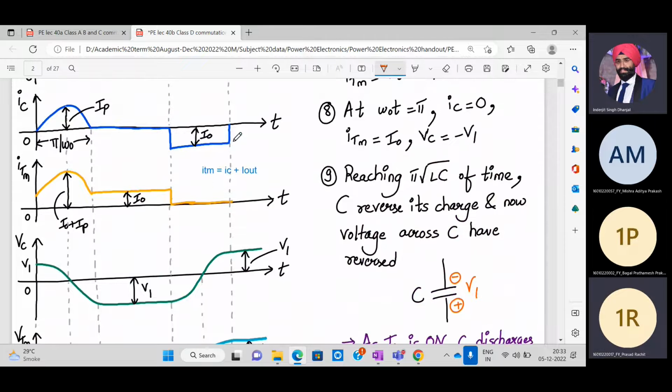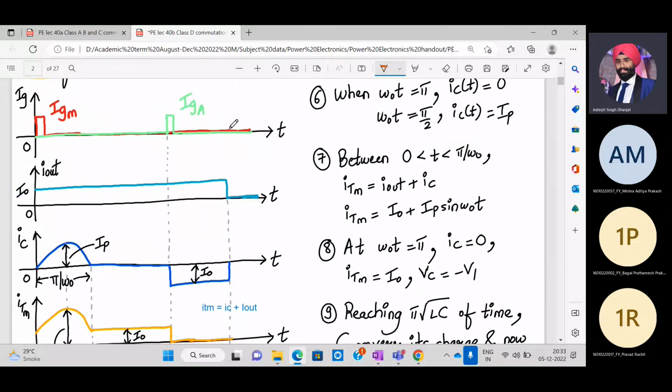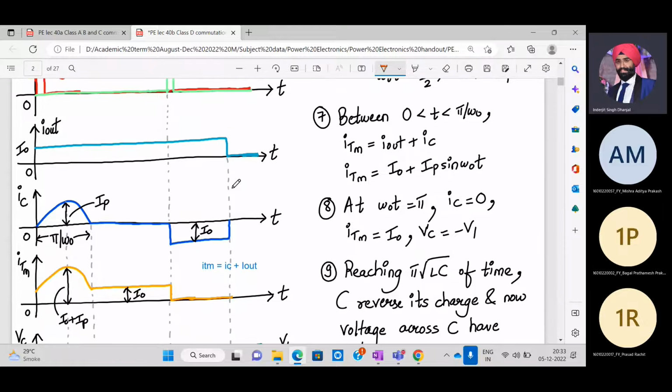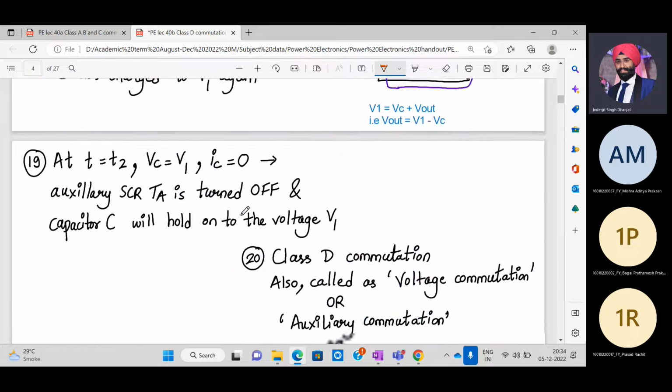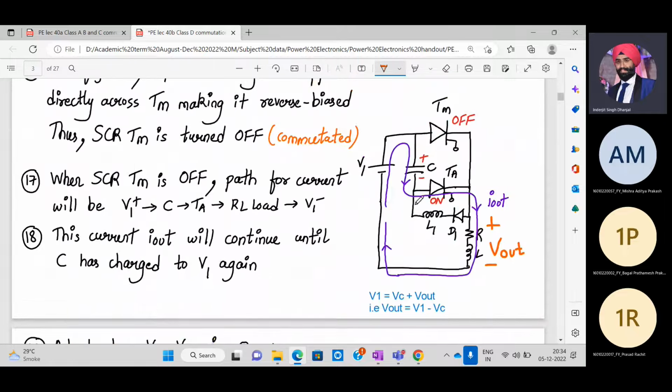Main SCR is turned on? No, look, the main SCR has not turned on. It is because the capacitor current has become 0. Whenever the capacitor current becomes 0, the current through the auxiliary SCR is also reducing. So the current flowing through the auxiliary SCR becomes less than the holding current, and that will turn it off.